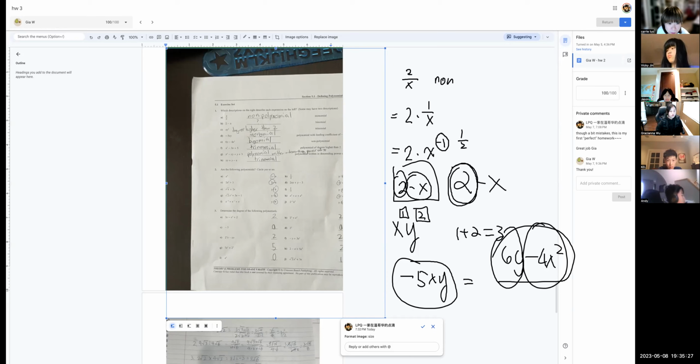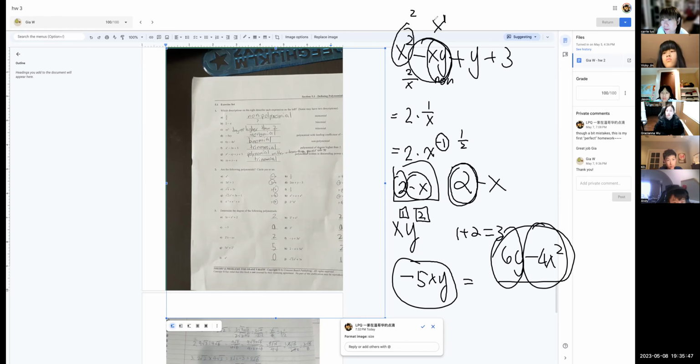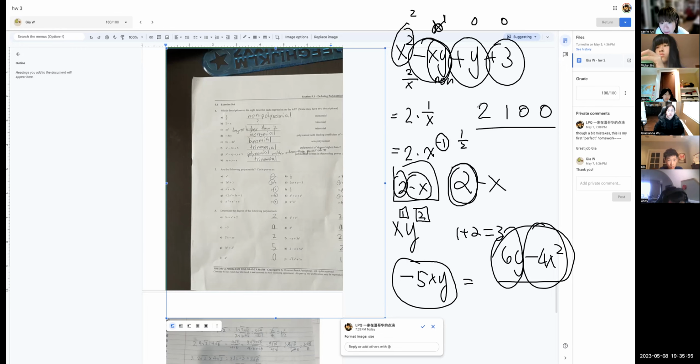So binomial, trinomial, and this one is polynomial, written with descending power of x. So let's just take a look at this one. x squared minus xy plus y plus 3. So everybody, this is a term with x power 2. This is a term with x power 1. This is a term with no x, and this is a term with no x. So it's 2, 1, 0, 0. Get it? So that's why it's descending. Understand, Jason? Okay, so next one is trinomial. Very good. Okay, so this homework is almost perfect.